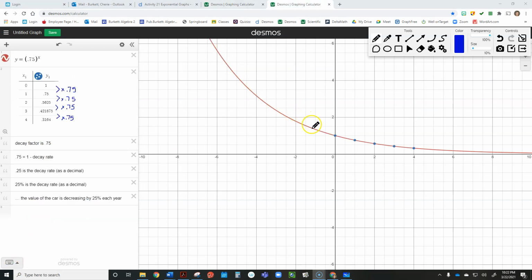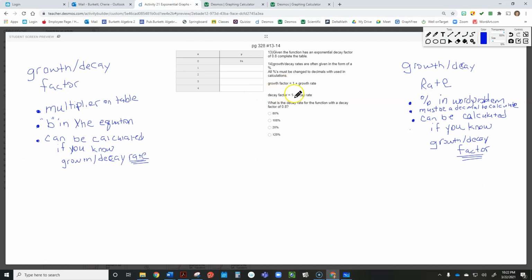This is an example of decay. You can see the y values are getting lower over time, in the equation and in the table. It changes from a value of 1 down to 0.75, down to 0.5625. It keeps getting smaller. You can also see that this number is between 0 and 1, so it is decay. So the decay factor is 0.75. You use the formula that I gave you over here. The decay factor is equal to 1 minus the decay rate.